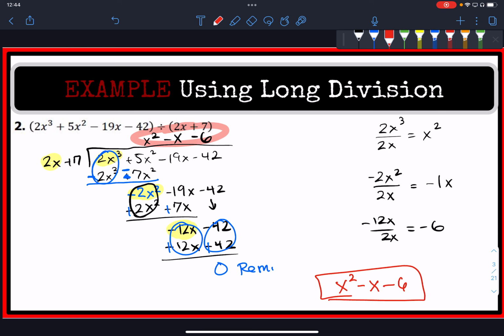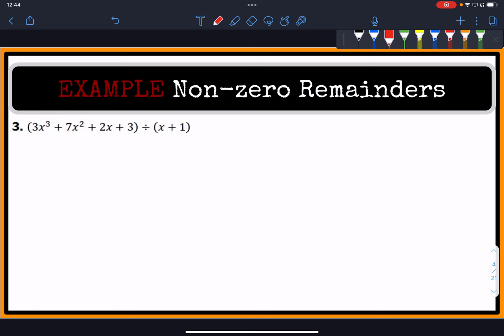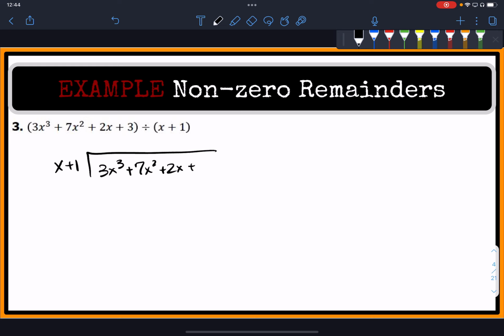All right, moving along, let's look at an example now when our remainder is not going to be 0. So using again the same procedure of x plus 1 on the inside and 3x to the third plus 7x squared plus 2x plus 3. So our remainder is not going to be 0, and we're going to discuss how we write our answer when we have a non-zero remainder. So just practicing again our procedure.